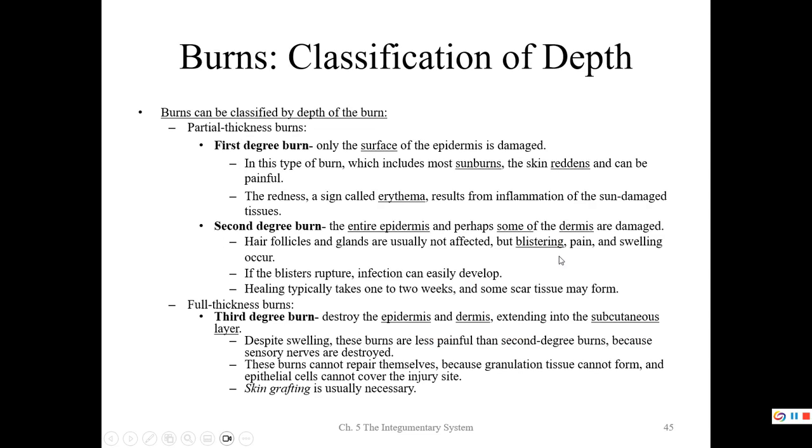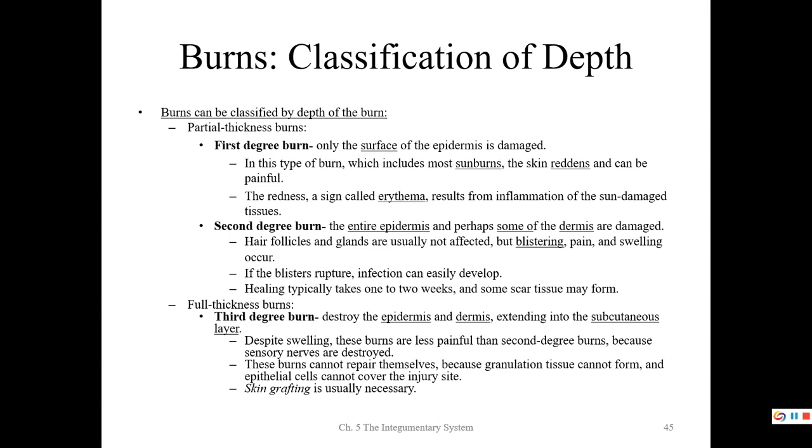All right. Now, I do test on classification of burns based on depth, and that will be something on the test: burn classification. There are partial thickness burns and full thickness burns. Your partial thickness are the first two, and there's one full thickness. This is based on how deep the burn goes. The first degree will be the least depth. So this first degree burn is only the surface of the epidermis.